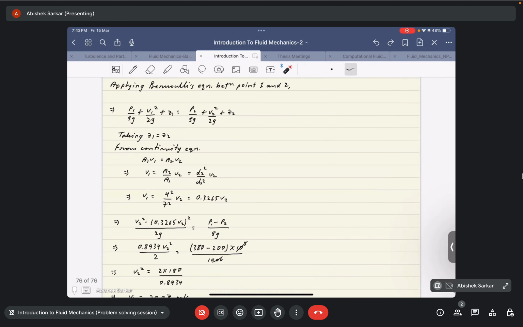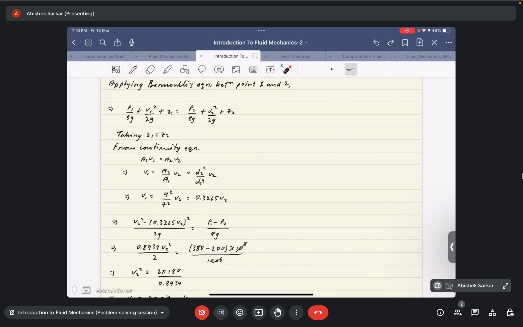Then from the continuity equation, we will have A1 V1 is equal to A2 V2. Then we can write V1 is equal to A2 by A1 into V2, or D2 square by D1 square into V2, right? Because area is basically pi by 4 into D1 square. So if you take the ratio, the pi by 4 term gets cancelled out. Then we will have V1 is equal to 0.3265 into V2. Okay, so I hope this part is clear.